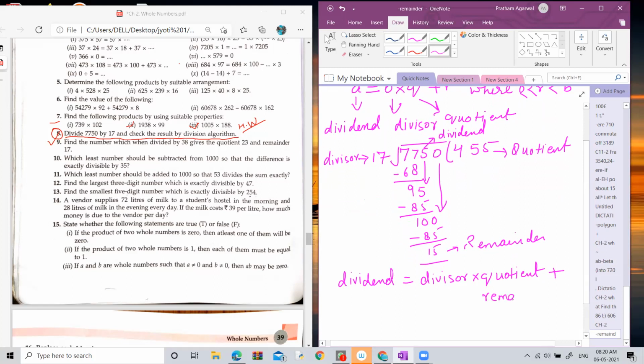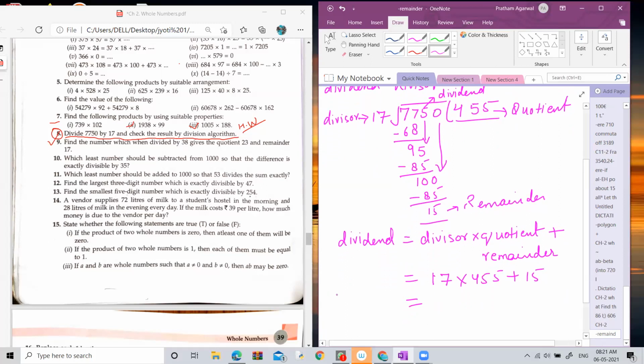And remainder. Now, using this formula, put in the values of dividend, divisor, quotient and remainder. So what is the value of divisor? Quickly, write it down. It is 17. Okay. Divisor is 17. Quotient is 455. And remainder is what? 15. Now solve it.